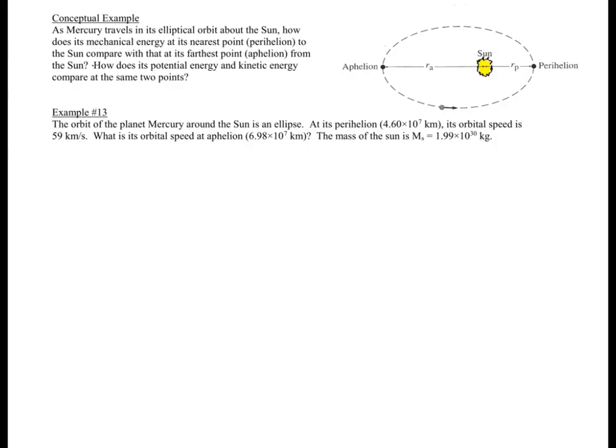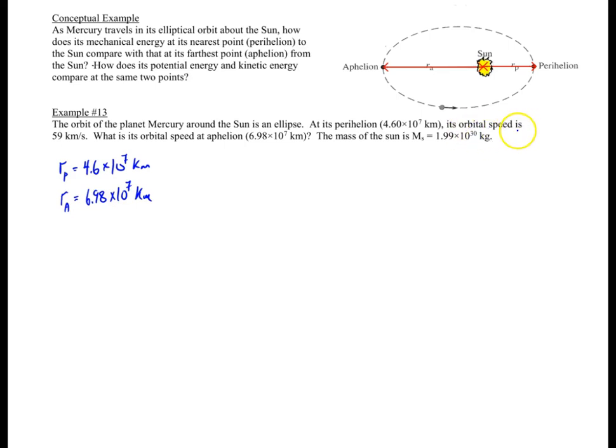Okay, so let's label some of the known information that we have. At perihelion, we're given this location right in here. That distance, which is labeled r sub p, is given a value of 46 million kilometers, or 4.6 times 10 to the power 7. Then at its furthest location called aphelion, we label that distance as r sub a, and that's 6.98 times 10 to the power 7 kilometers, or roughly about 70 million kilometers away.